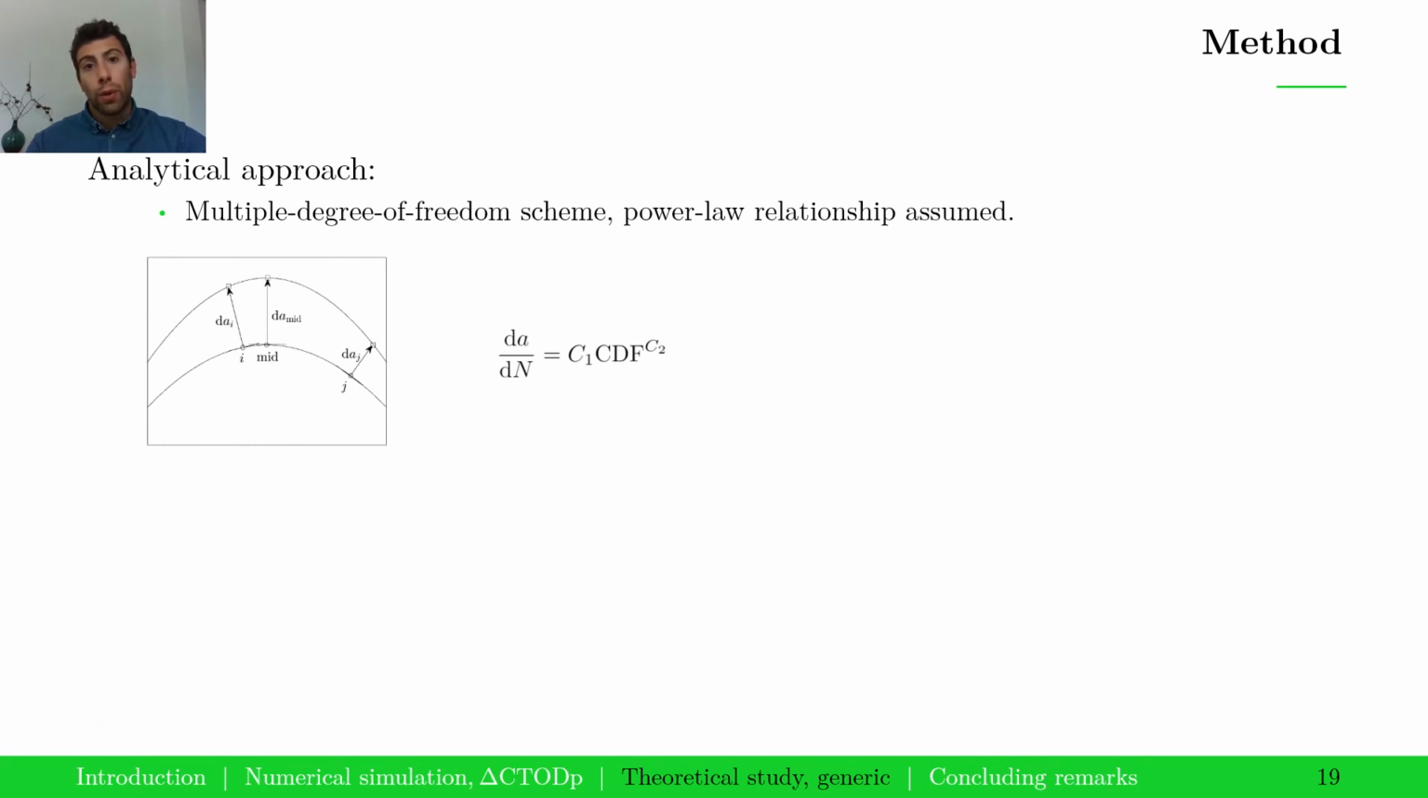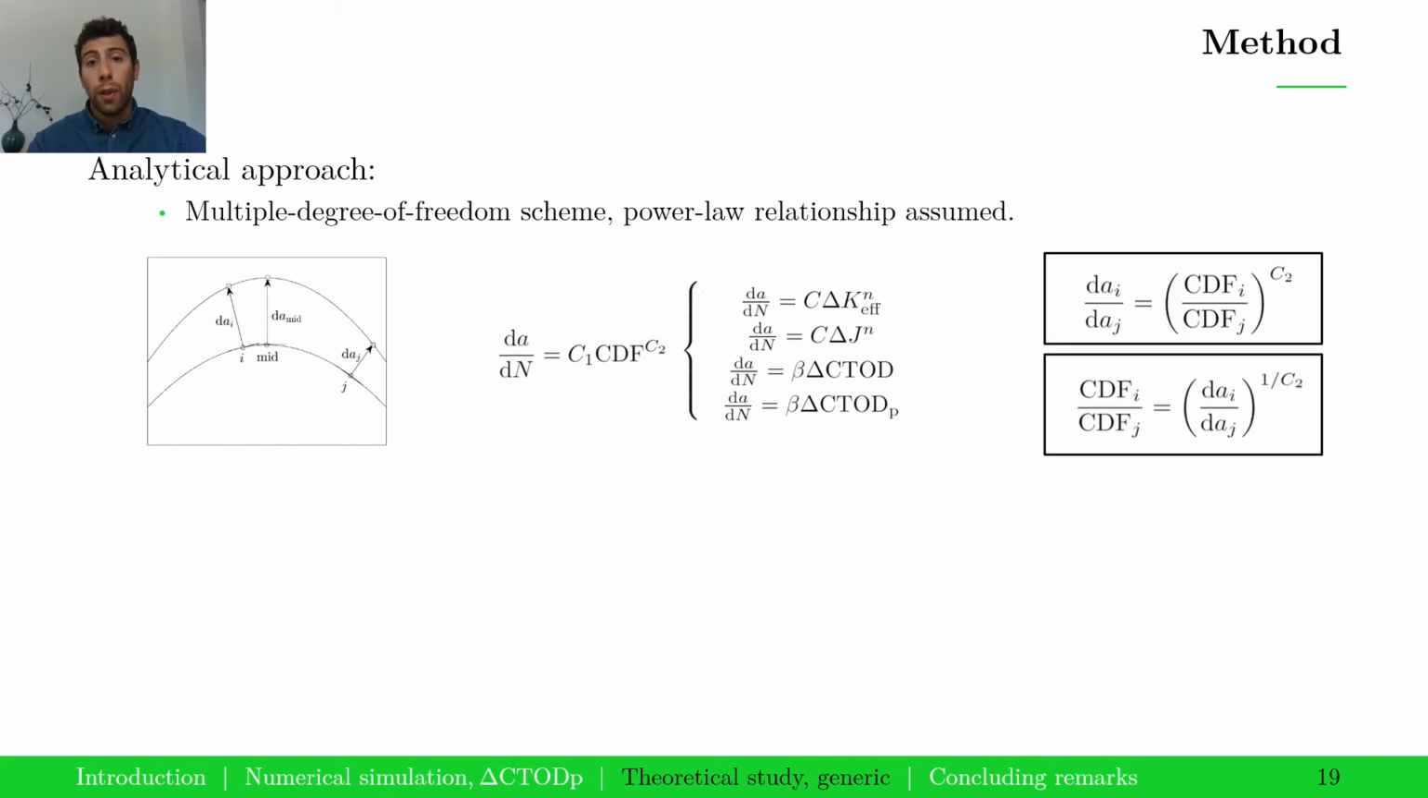So the analytical approach consists of considering different ideal crack shapes and implementing the multiple degree of freedom scheme, where the crack is grown according to a crack growth law that follows Paris power law. This law is interesting because it encompasses many different fracture parameters that have been historically used as crack driving force. So using the highlighted formulas, we can relate the relative crack advances of 2 points with the values of the crack driving forces for those points and vice versa.